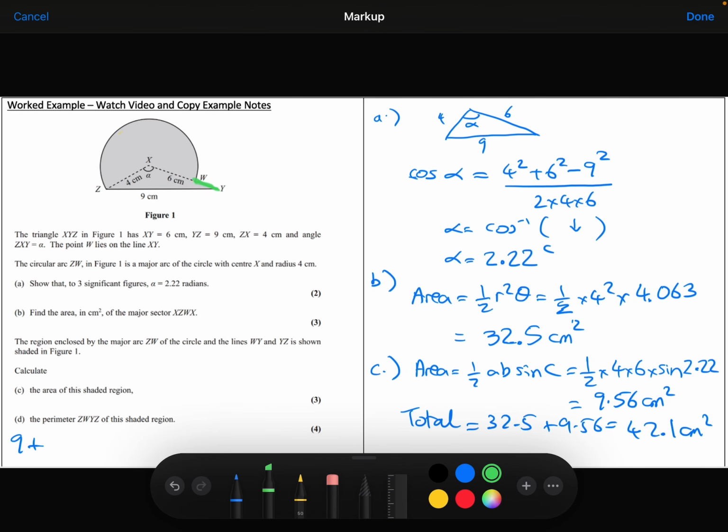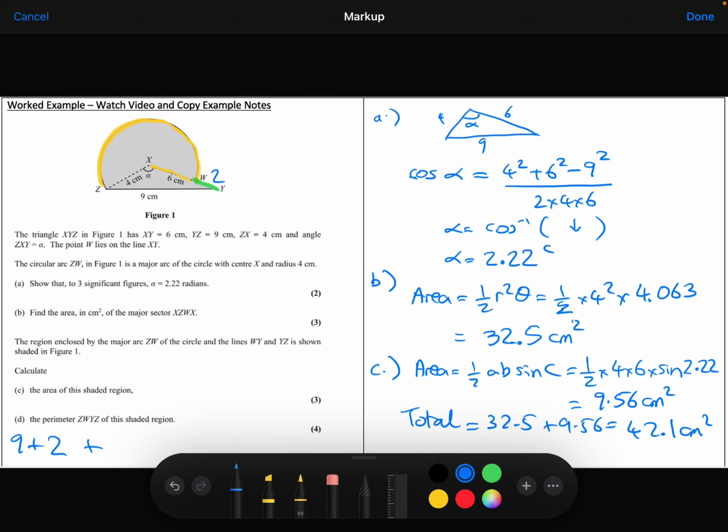This length here. Well, I knew that the whole thing was 6. And I know that this is 4 because it's the radius of the circle. Therefore, that's going to be 2. 6 take away 4. Now I just need to work out what's this length around the outside, what's the arc length.